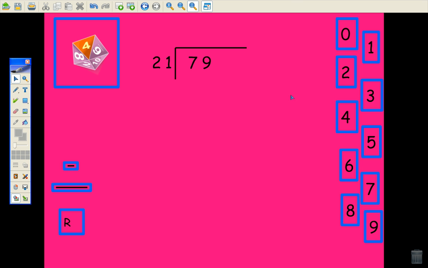Okay, today we're going to be dividing 2-digit numbers and 3-digit numbers by a 2-digit divisor. So our dividend can be 2 digits long or 3 digits long, but we're going to be looking at 2-digit divisors.